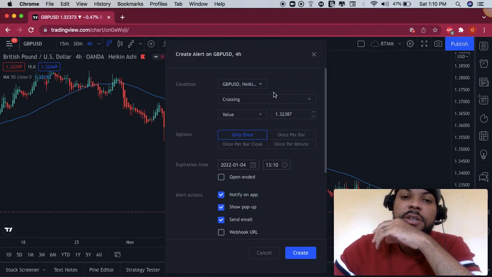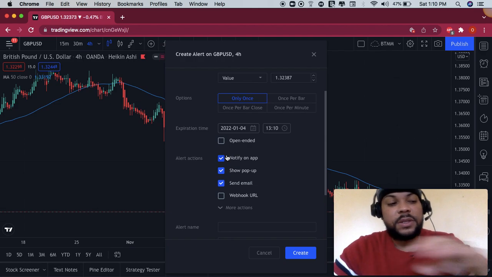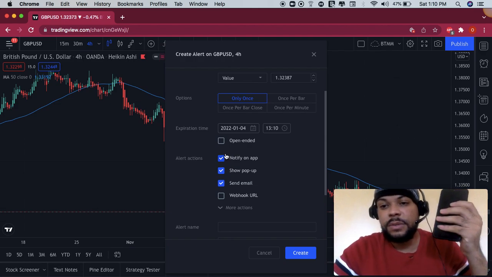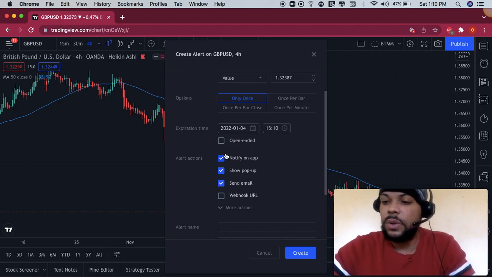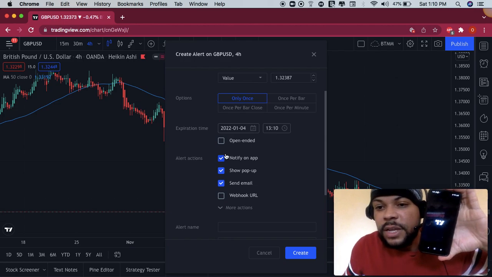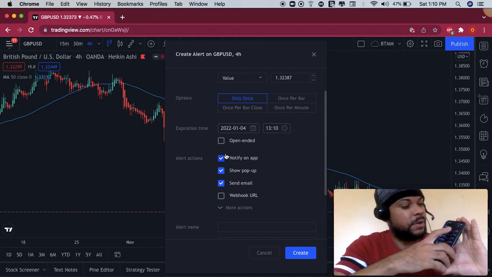Click create alert. I can choose to send email, show pop-up, or notify on the app. So if you have the Tradingview app on your phone, it's going to be very easy to get the notification there. Let me show you actually. I'm going to show you what the app looks like, and if you can see that, but that's the Tradingview app for the phone, and you can see all the assets and everything.